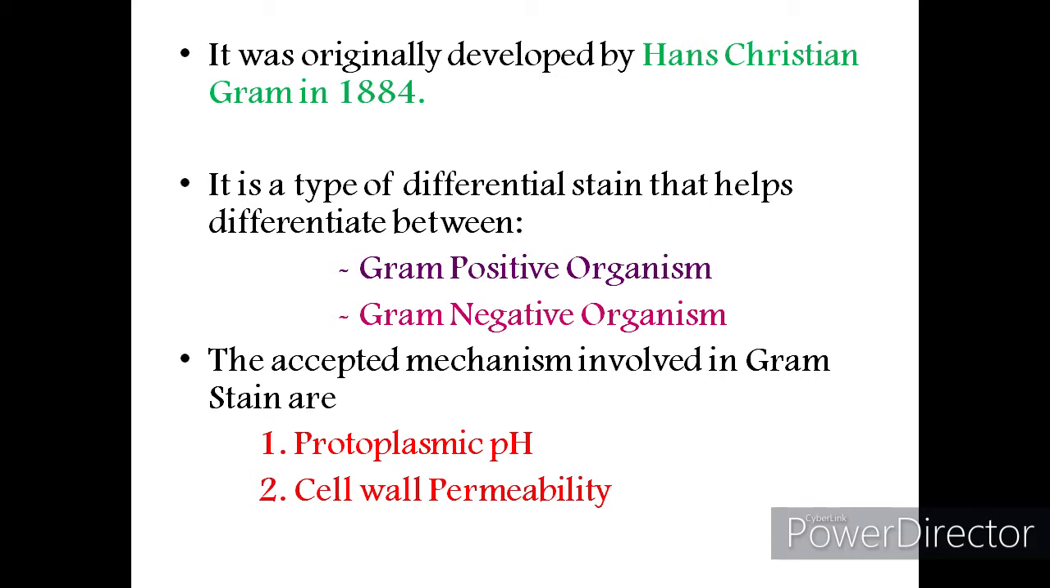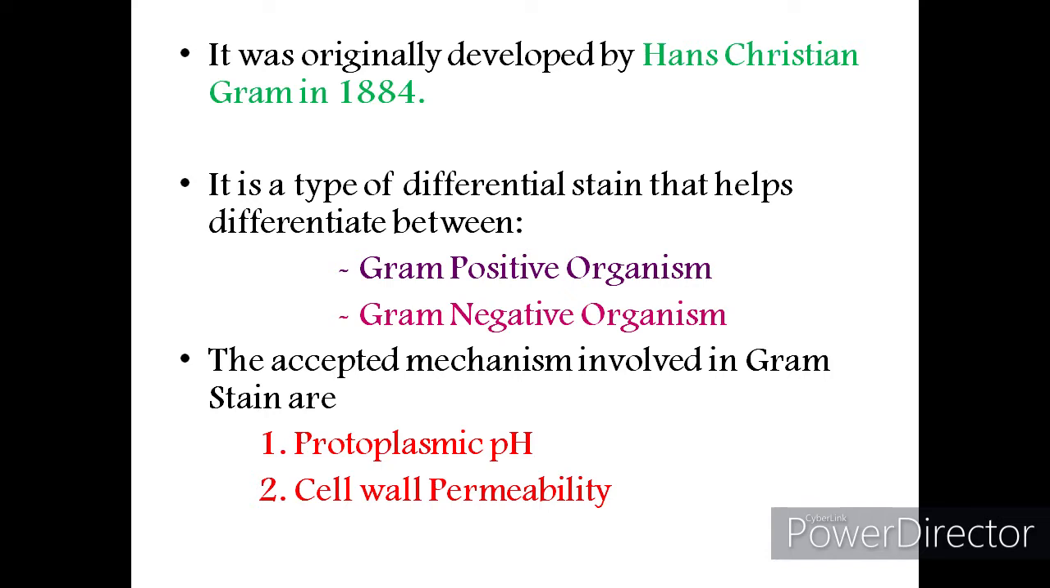And gram stain was originally developed by Hans Christian Gram in 1884. It is a type of differential stain. Here, differential stain means the kind of stain that imparts different color to different organisms. And in gram stain, we'll learn mainly about the two colors, that is purple or violet and pink. And the gram stain differentiates bacteria into two large groups, that is gram positive organisms and gram negative organisms.